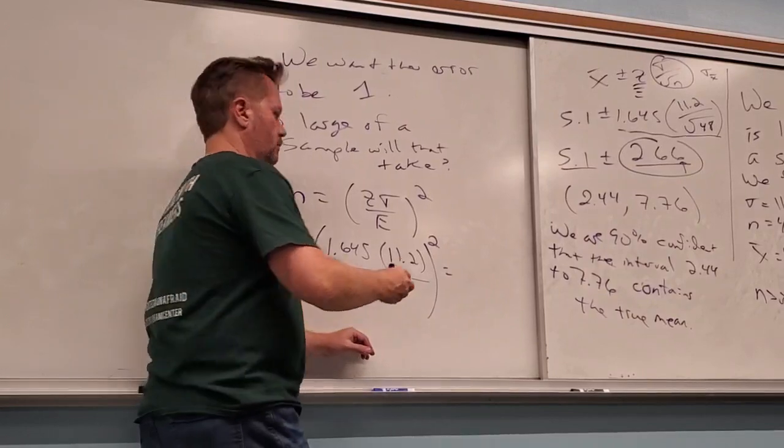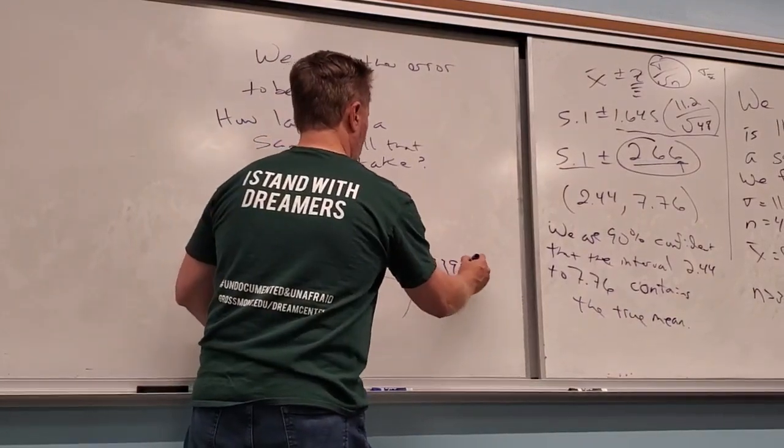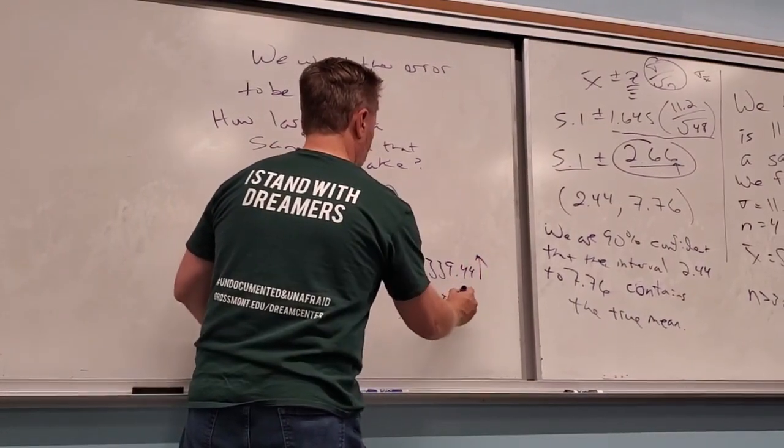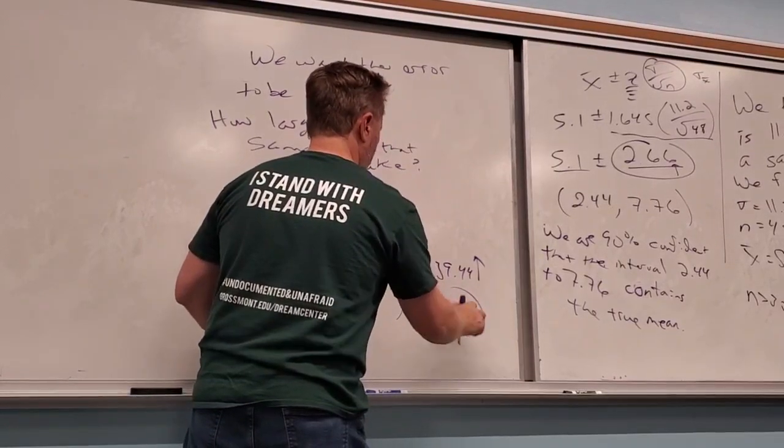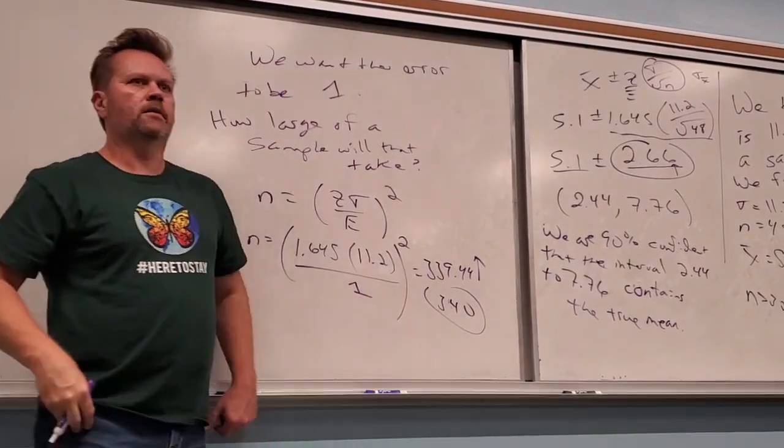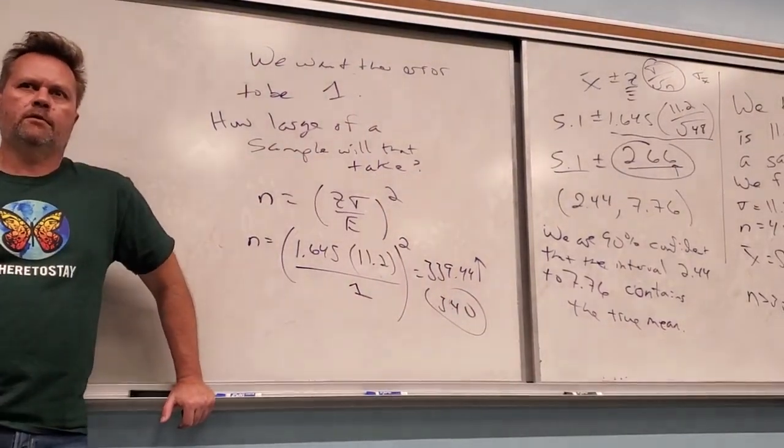339.44. Yeah, I agree with that. So then you would round it up to 340. You always round that number. If it's a decimal, you always round it up. So what does that 340 mean?